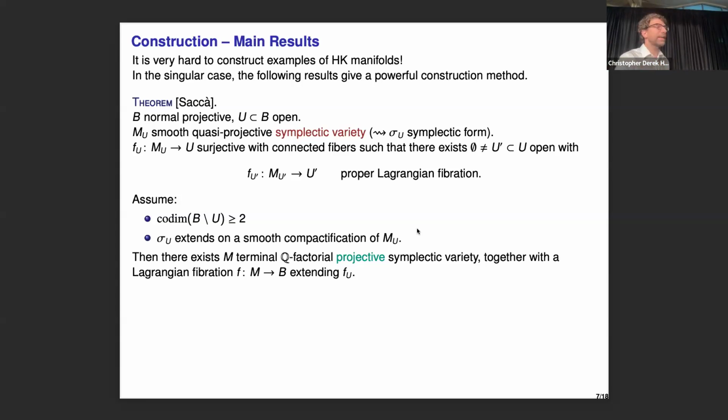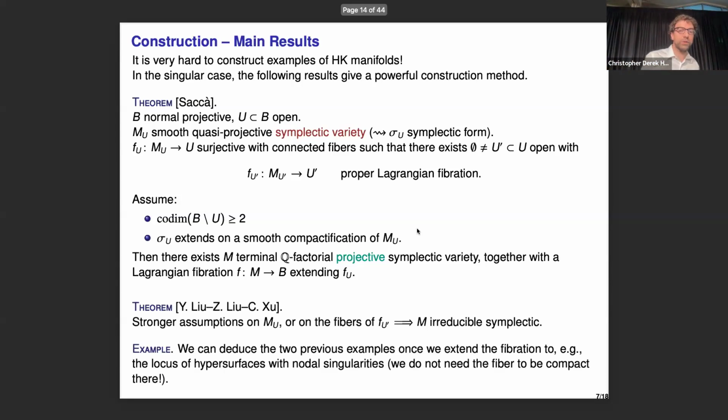And then the theorem says, boom, then it's it. Then I can compactify, and the compactification will be symplectic. Okay, and will be projective. And then you can run an MMP, it will have some nice singularities, let's say terminal and Q-factorial, and the Lagrangian fibration will extend as well. Okay, so that's the theorem. It seems surprising, but let me see in practice how it works.